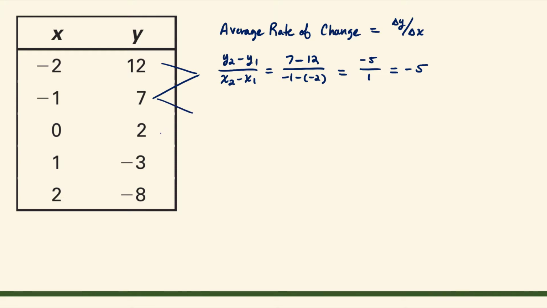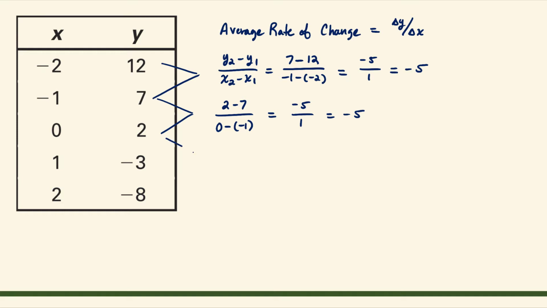Let's look at the second and third data point. Using the slope formula, we would have 2 minus 7 divided by 0 minus -1. This fraction simplifies to -5 over 0 minus -1 is +1, again resulting in -5, the same average rate of change as we calculated with the first set of data points.